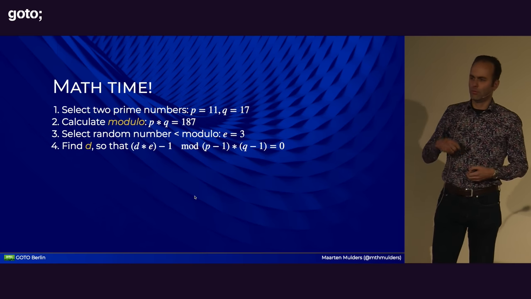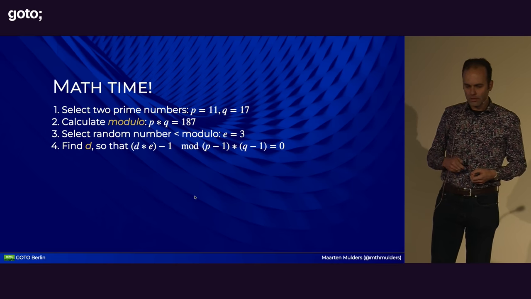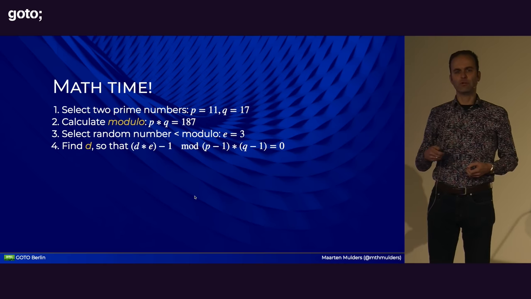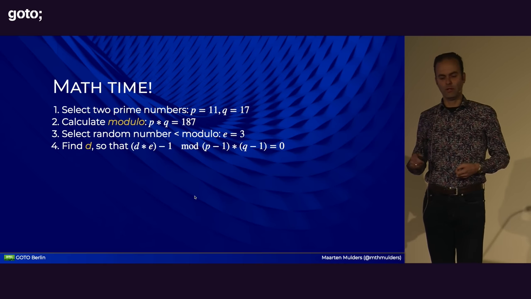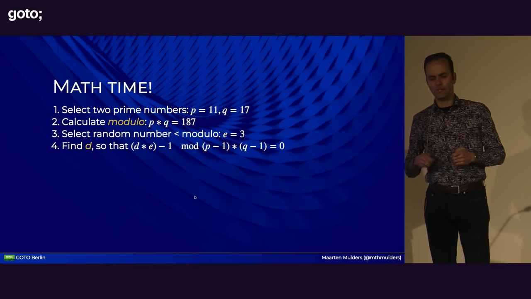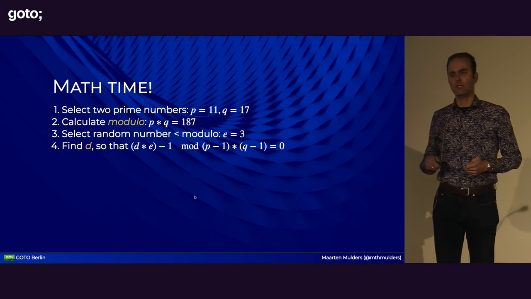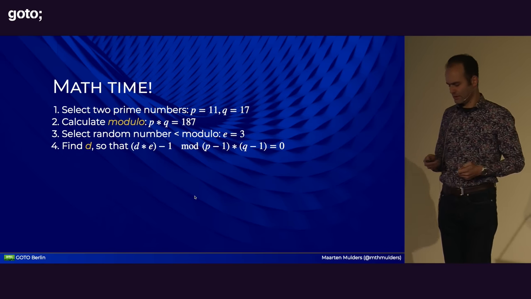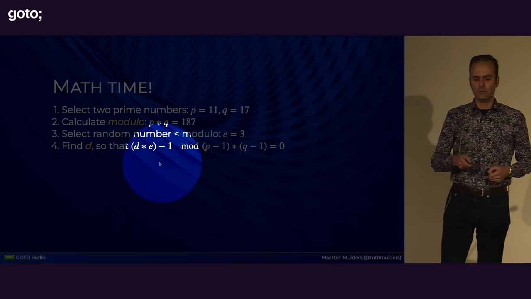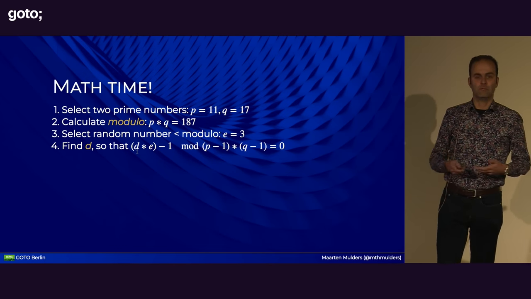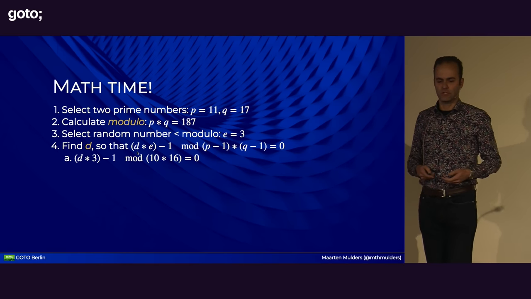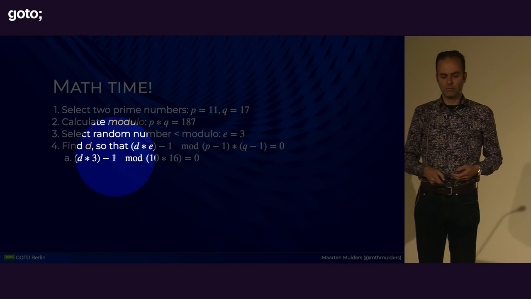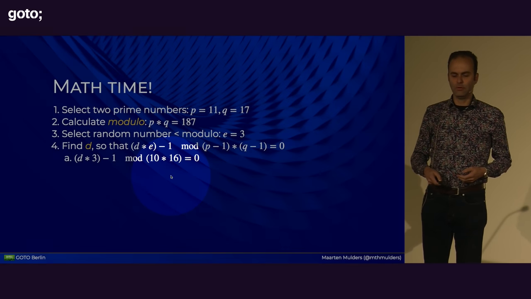And now I'm giving you a small mathematical equation. Could you please find me a d for which holds that d multiplied with the random number e minus one, modulo p minus one multiplied q minus one, equals exactly zero? Well, if you're a quick reader, you can see that there's just one unknown, which is the D. So we can, by definition, solve this equation. We can just fill in the things that we know. We don't know D, but we do know E. We know P and Q.